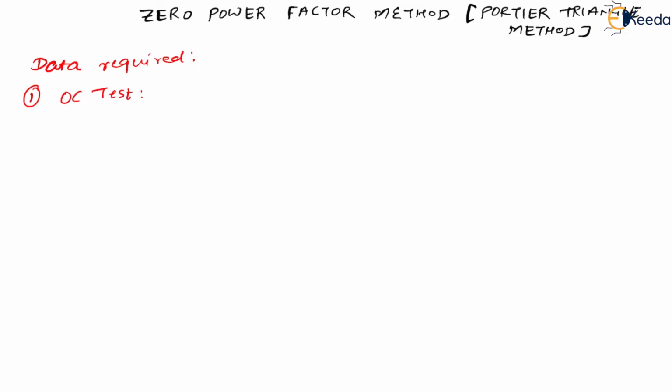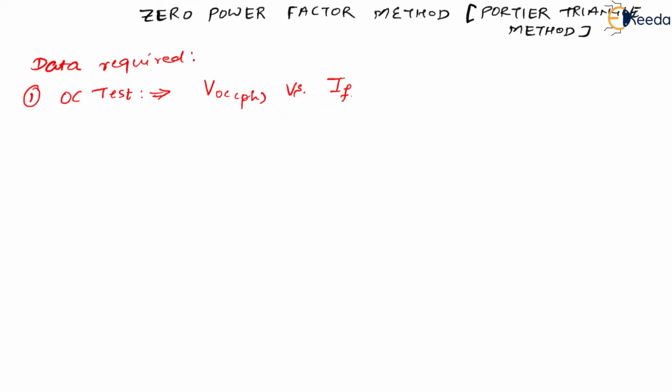We have already studied it, correct? The OC test as well as the SC test. We studied them in the EMF method as well as the MMF method. So we will need the OC test data. What does this OC test exactly give us? This test gives us the characteristic between the open circuit voltage, phase value, on the y-axis versus the field current. This is what the OC test gives us.